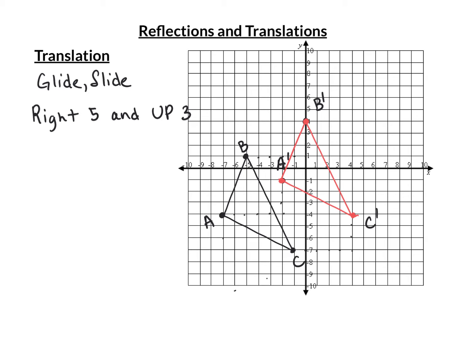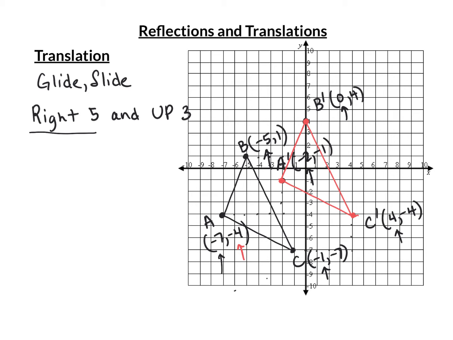Notice that the figure does not turn at all. It just moves one direction. Take a look at the points. Notice how in A, the x of -7 becomes -2. In other words, going right 5 increases the x by 5. -5, when you increase by 5, becomes 0. And -1, when you increase it by 5, becomes 4. And y goes up 3, so in A, -4 becomes an A prime, up 3, -1. And B, the 1 going up 3 becomes 4. And in C, -7 becomes -4 when you go up 3.